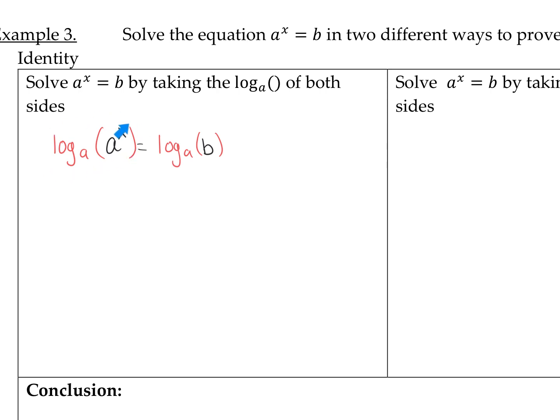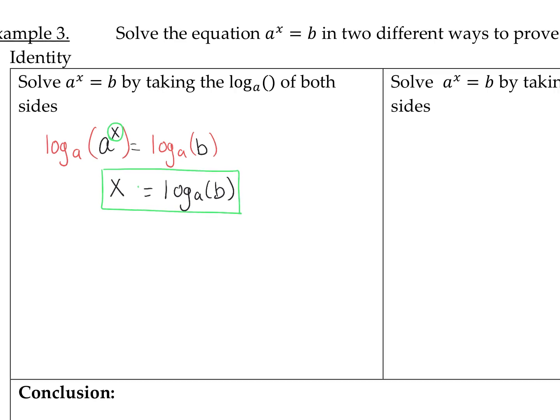And on this side, this is a perfect cancellation because log base a says, hey, what's the exponent on a that gives me this answer? Well, I can see the exponent. It's staring me right in the face. It's right there. So this left-hand side simplifies just to be x. And the right-hand side is log base a of b. And that's as solved as I can get because I don't know what a and b are, so I just have to leave it like that. Okay, so let's box that out. That's my first way of solving and my first answer.